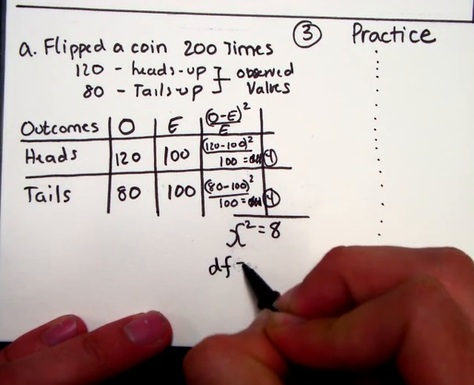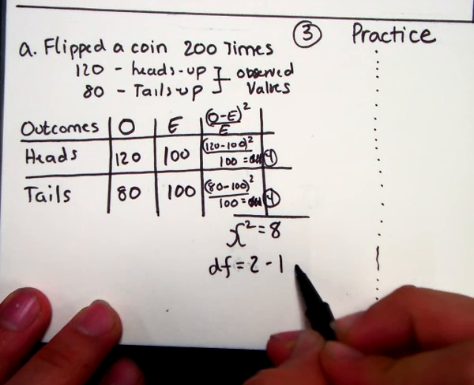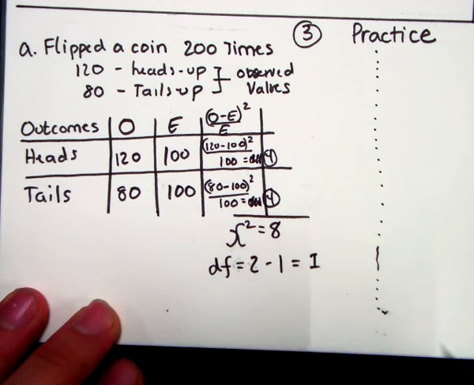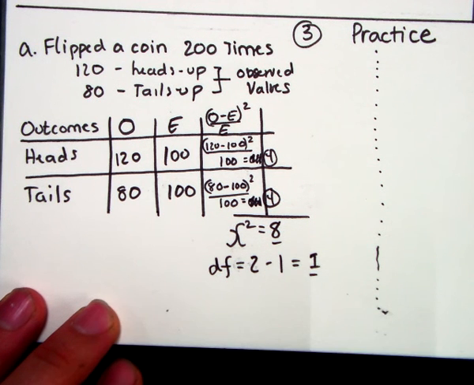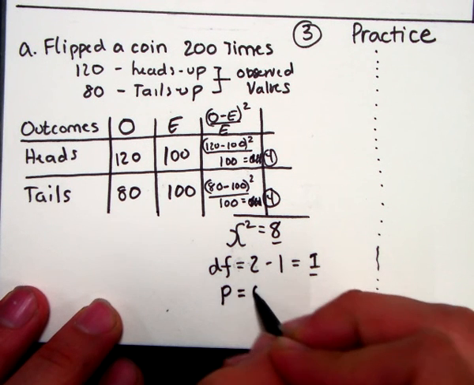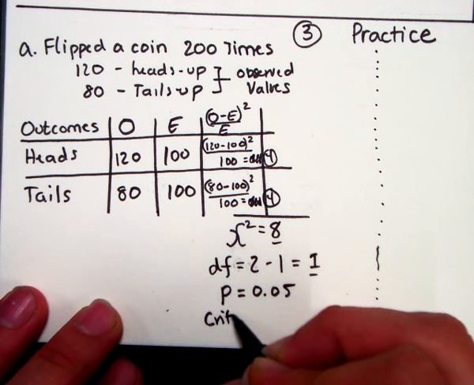Our degrees of freedom. How many total outcomes were there for this scenario? 2, right? So my degrees of freedom will be 1, right? So I've got my chi-squared value, I've got my degrees of freedom. My p-value will always be 0.05. So let's go find the critical value.